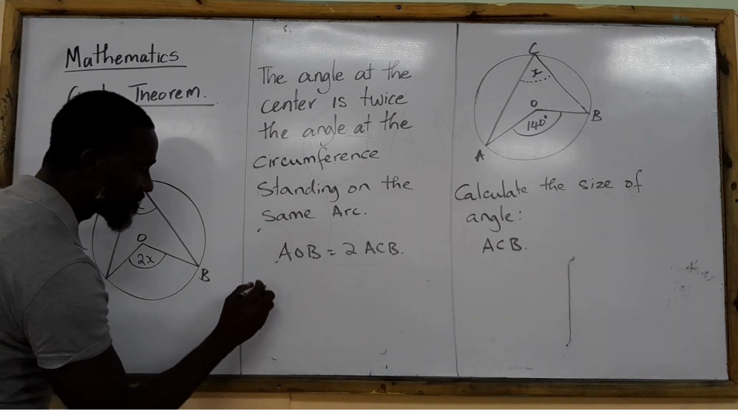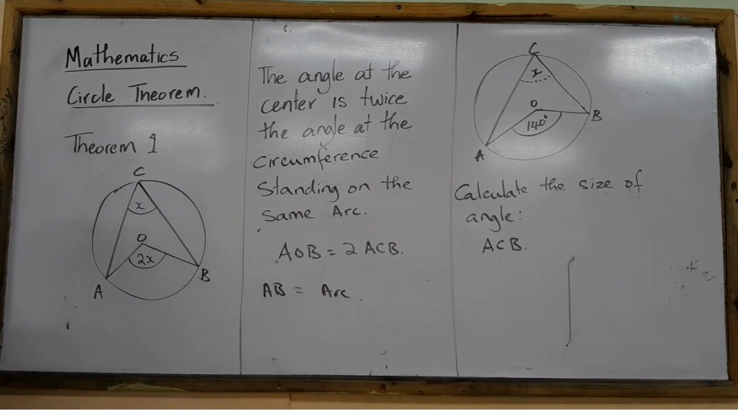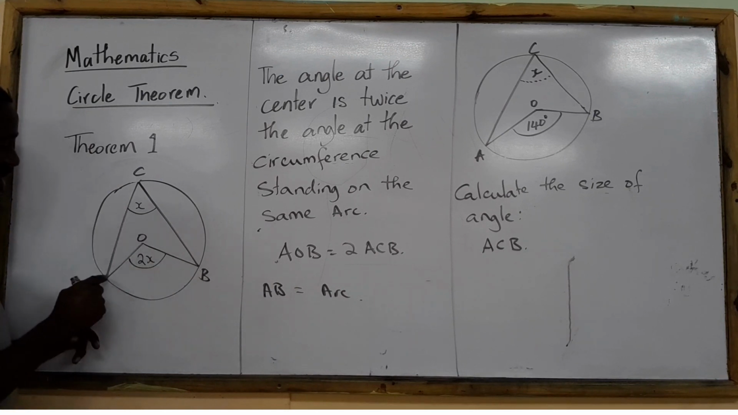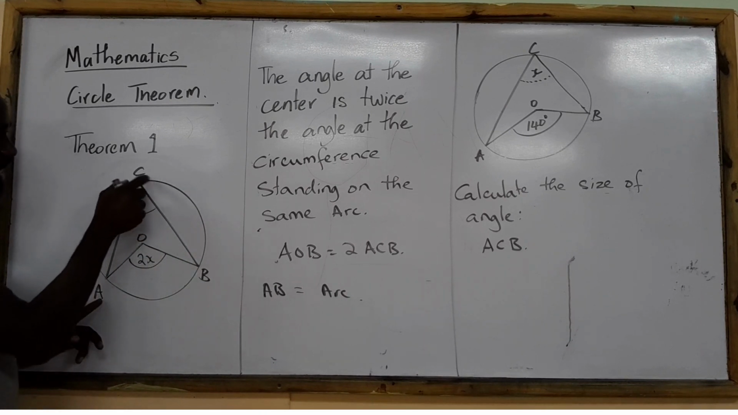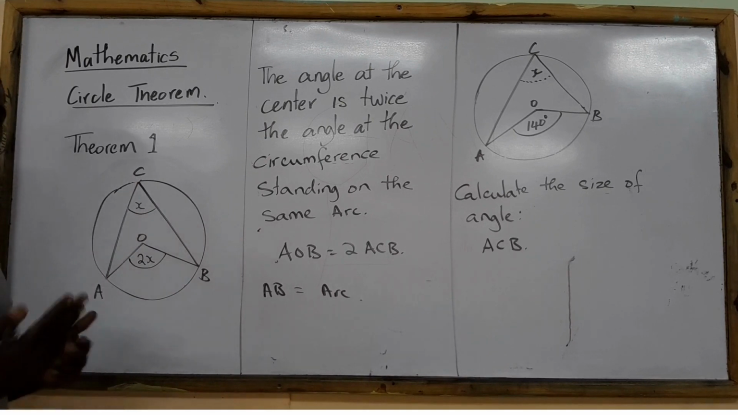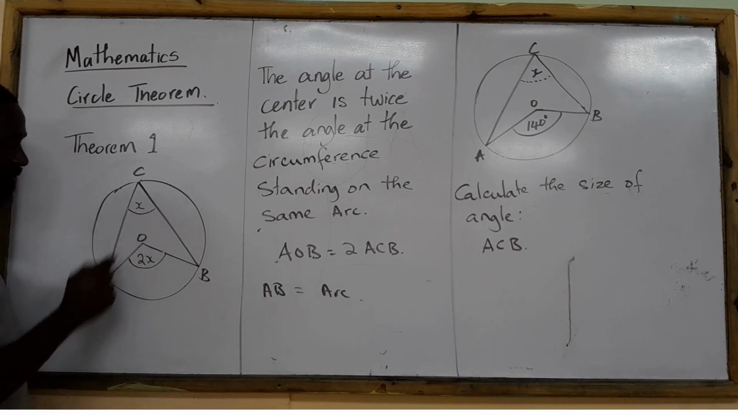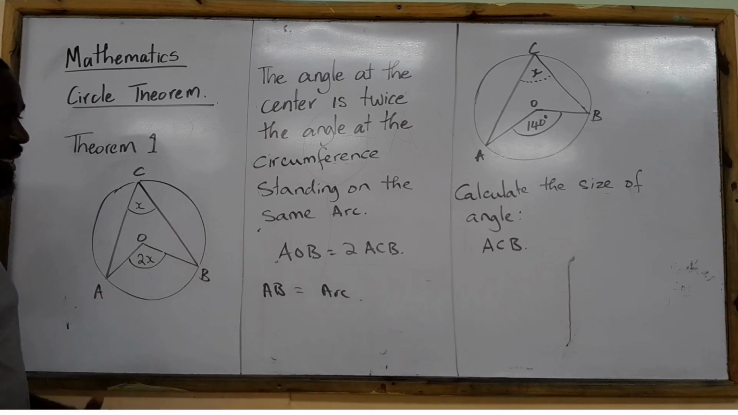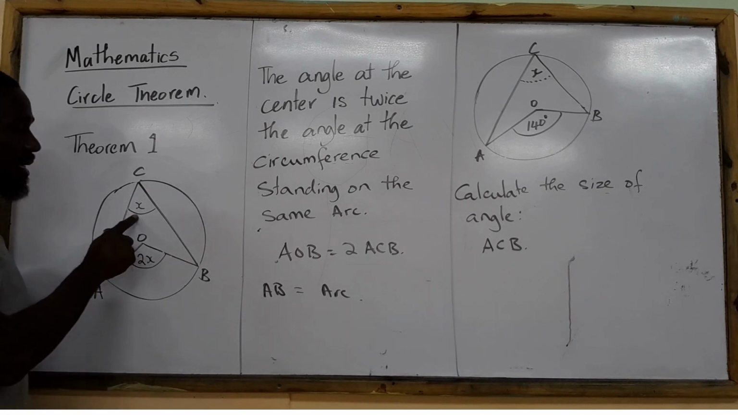So AB is the arc. Now, what we are simply saying is that the angle at the center, notice this angle starts at A, goes to O, then goes to B. This other angle also starts at A, goes to C, and goes to B. But the angle C is at the circumference of the circle. So what we are saying is that the angle that is at the center is twice the angle at the circumference when the angles are standing on the same arc AB. So therefore, if this angle in the center is 2x, then this angle is x.